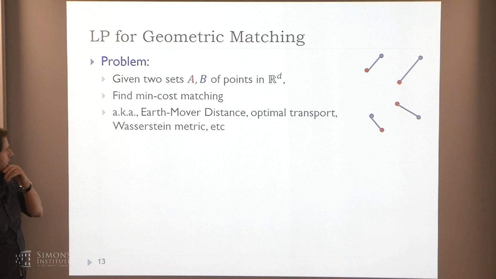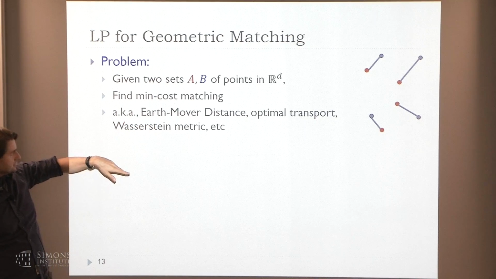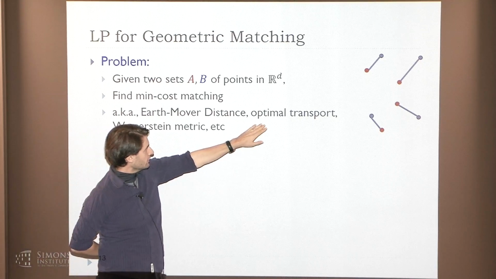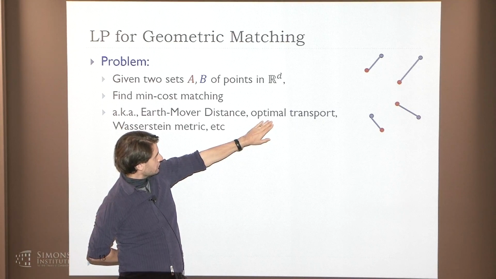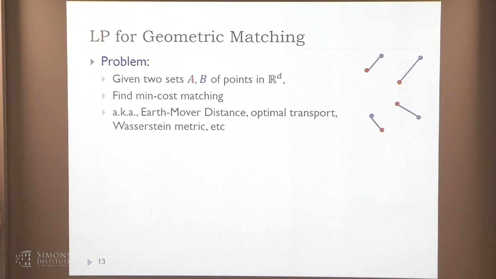This problem appears under many names. In image vision, it appears by the name of Earth-mover distance. In math, it's called the optimal transportation problem or Wasserstein metric and so forth. Okay, Wasserstein metric of type 1. All right, and classically, how would you solve this problem?